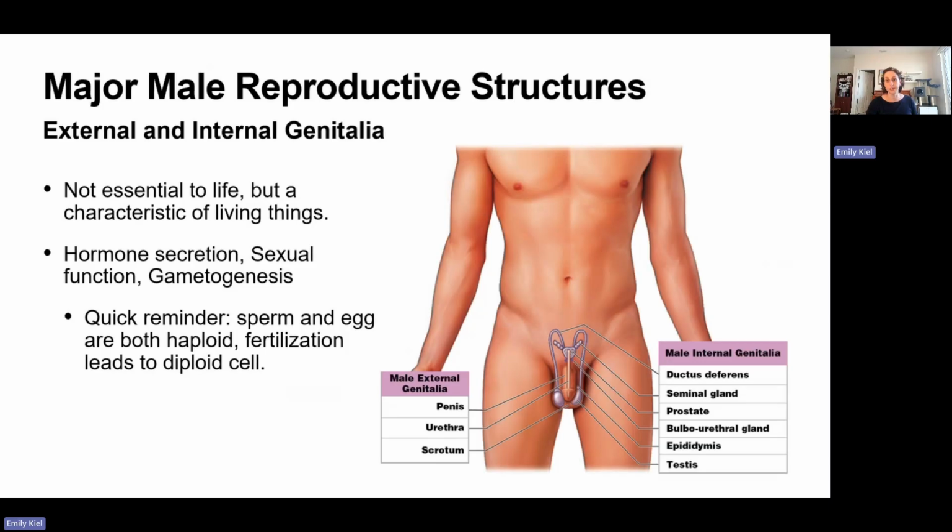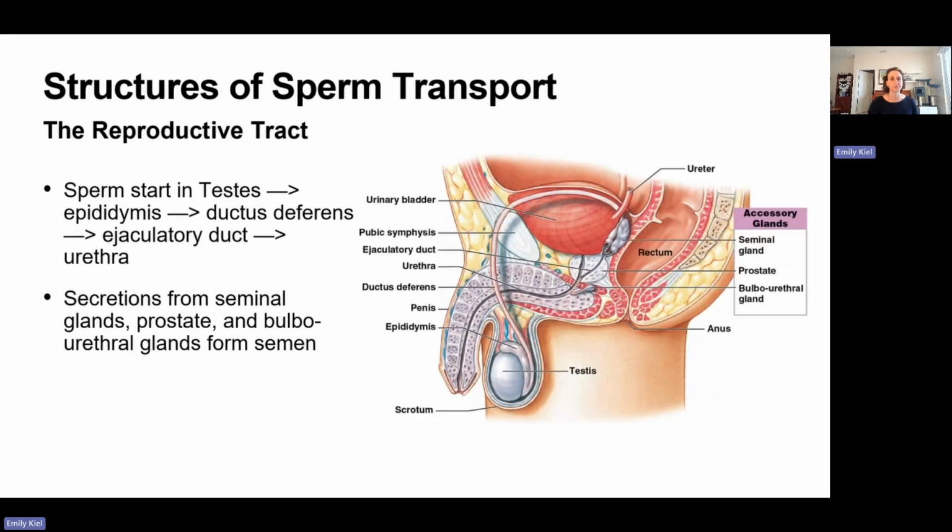We have several glands, so the bulbourethral gland, the prostate gland, and the seminal gland. And then we have the ductus deferens. And the ductus deferens is what's going to take the sperm from the epididymis and the testes and then help it empty into that urethra for ejaculation.